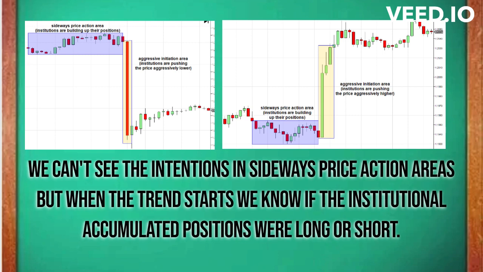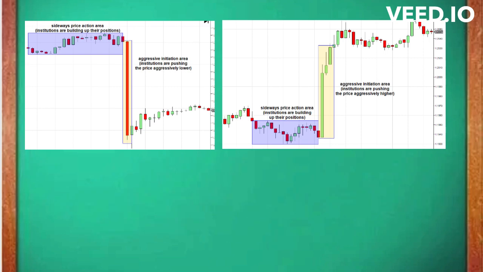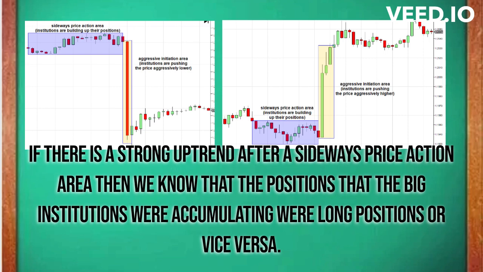We can't see the intentions in sideways price action areas, but when the trend starts, we know if the institutional accumulated positions were long or short. If there is a strong uptrend after a sideways price action area, then we know that the positions that the big institutions were accumulating were long positions, or vice versa.